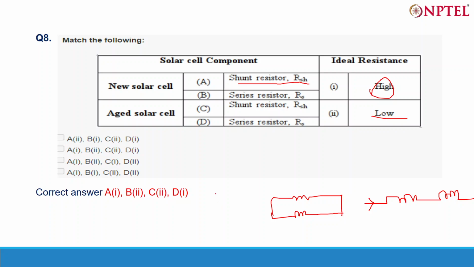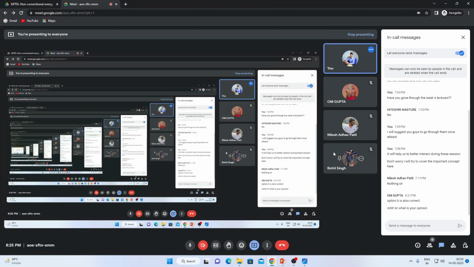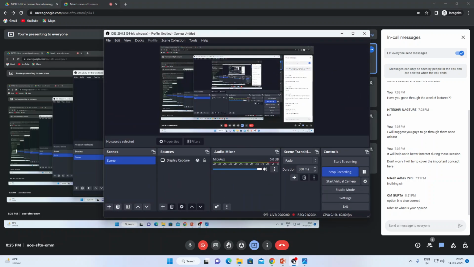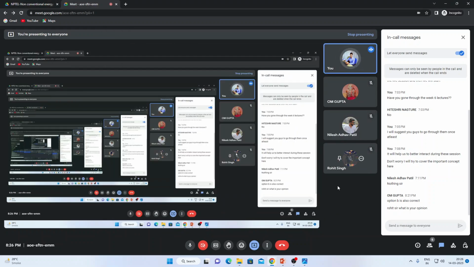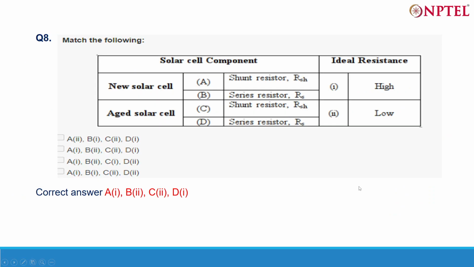You cannot hear me, Om. Can you hear me now? Am I audible? Okay. So we were discussing shunt resistance and series resistance here.